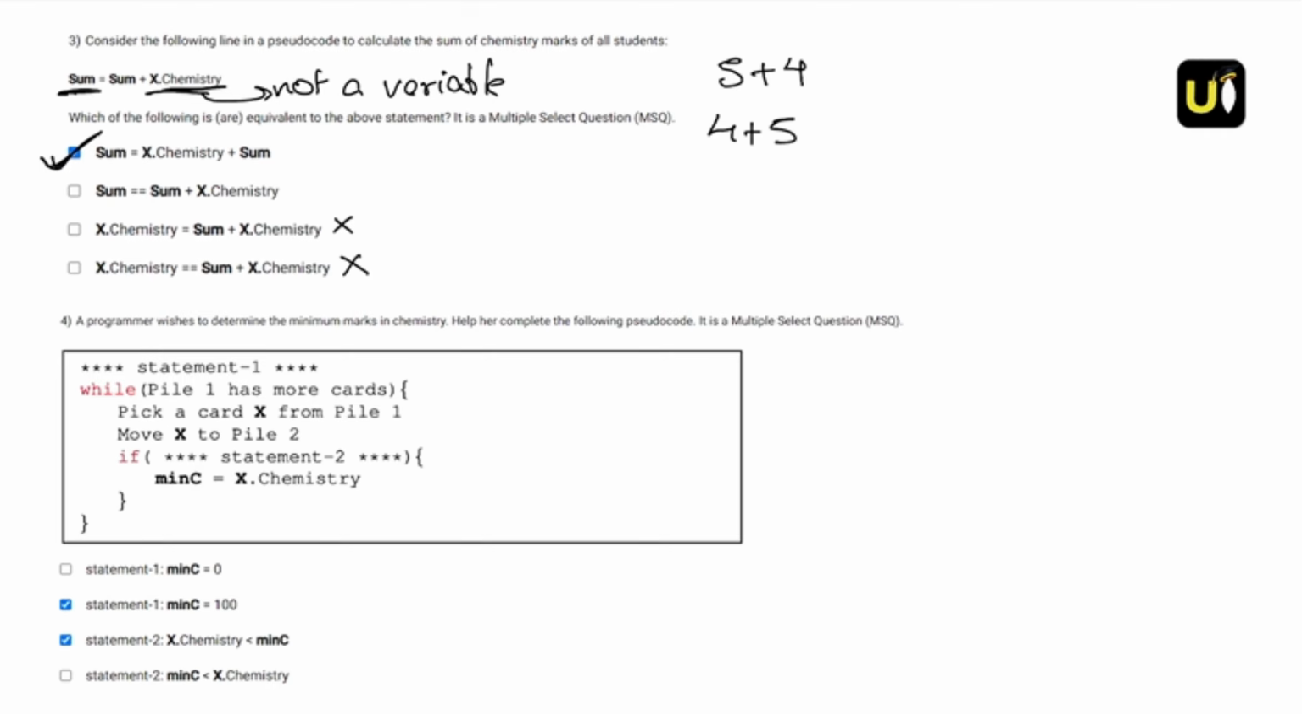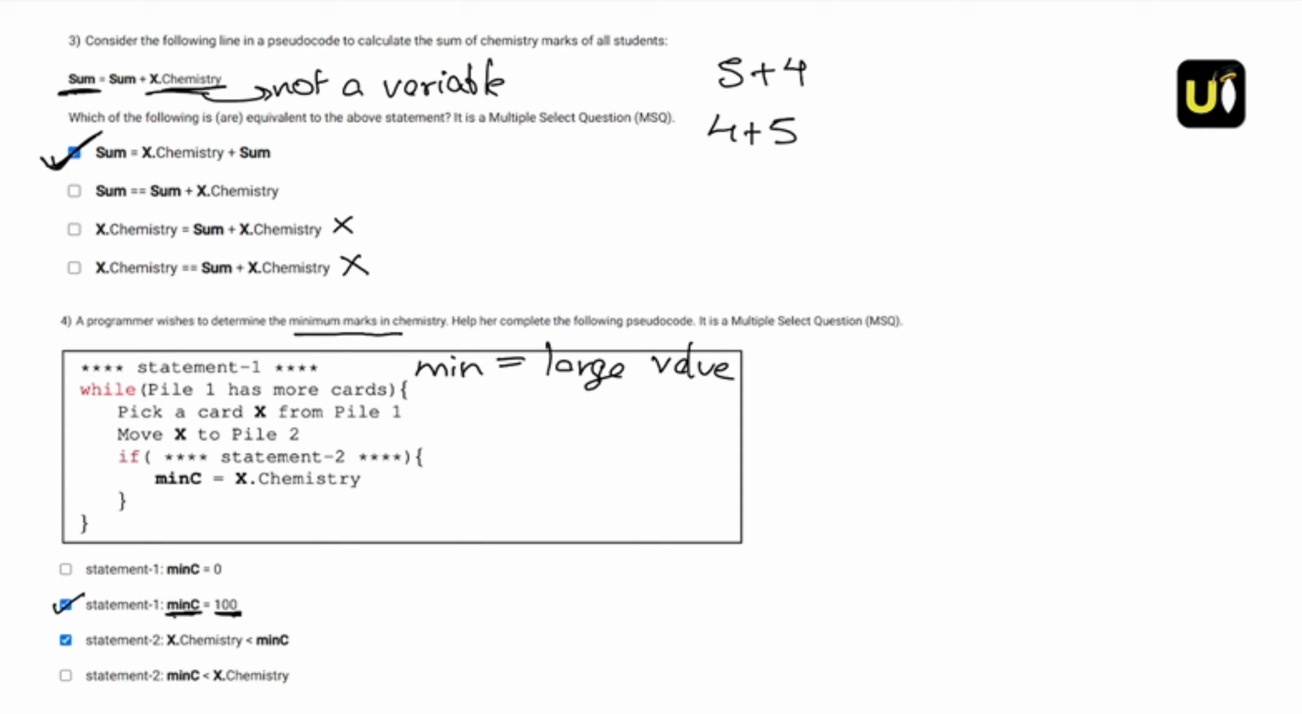Next, a programmer wishes to determine the minimum marks in chemistry. Help her complete the following pseudocode. So we have to update statement 1 and statement 2 here. So let's see. We have to find the minimum marks in chemistry. So for minimum, we have to assign a large value. So statement 1 would be minimum is equal to a large value. So this minimum chemistry is 100. 100 is a large value. So this statement would be correct.